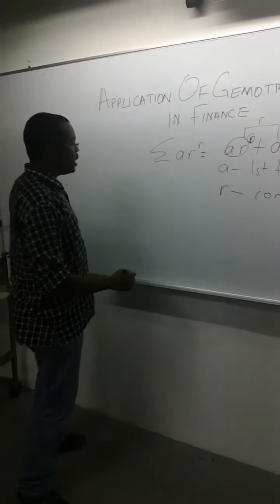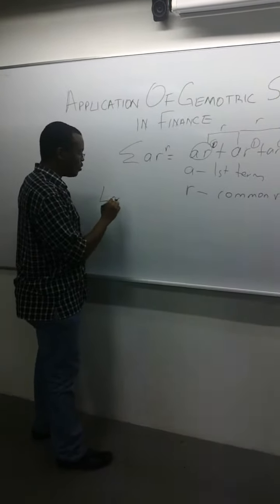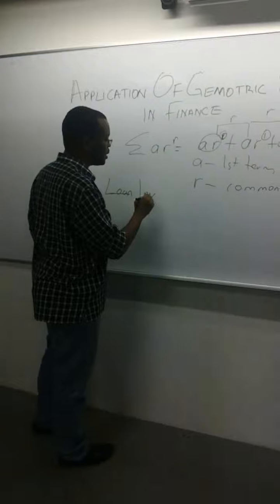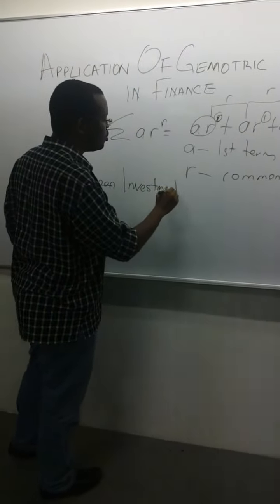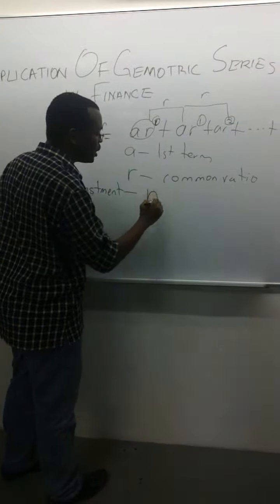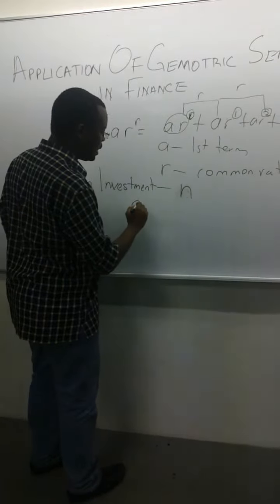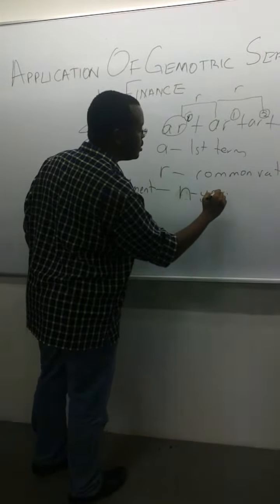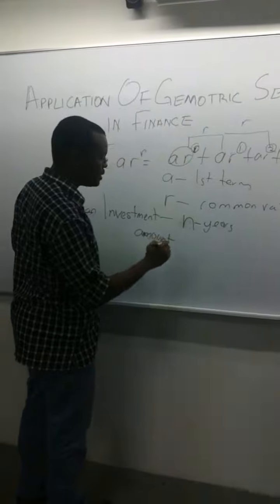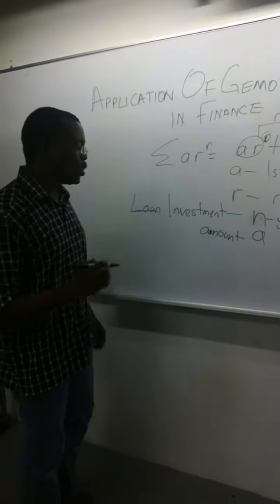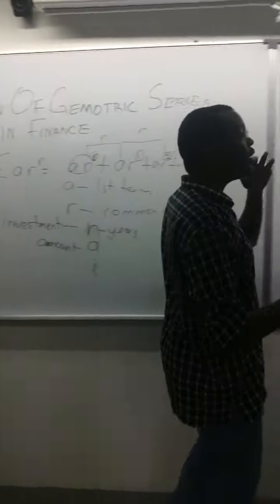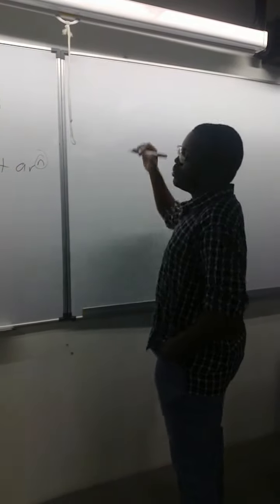Let's look at this for example. If we want to have a loan, or let's leave a loan aside, let's say we want to make an investment. In this investment, we want to know how much we shall have in n years after we have invested a certain amount, let's say amount A, just like here. So we know that the interest rate is equal to i. If we move to this side, we can start to use geometric series in this way.